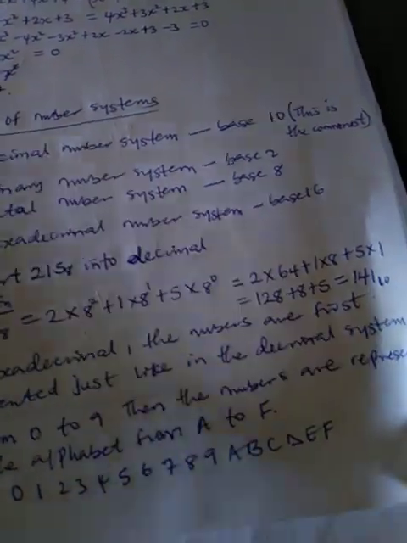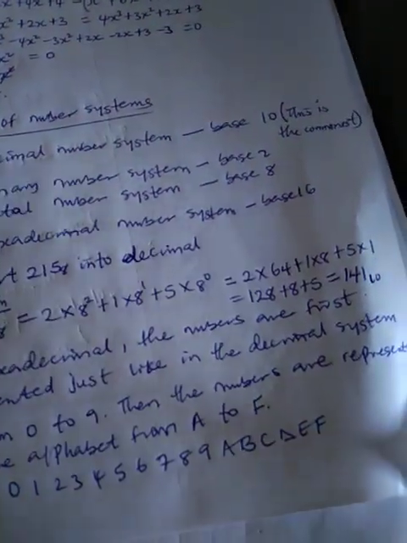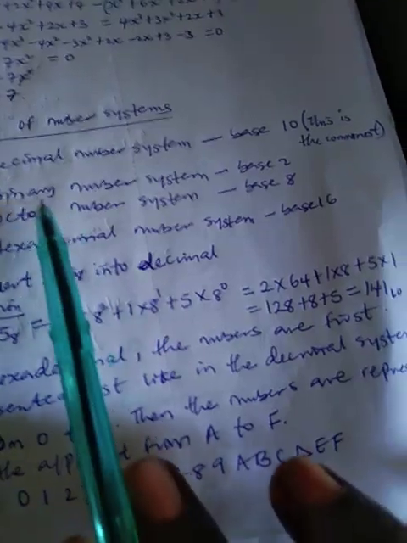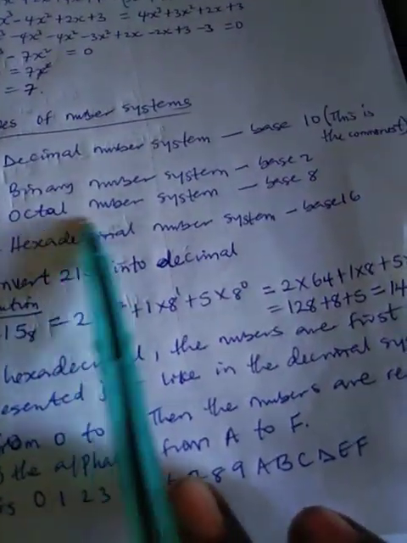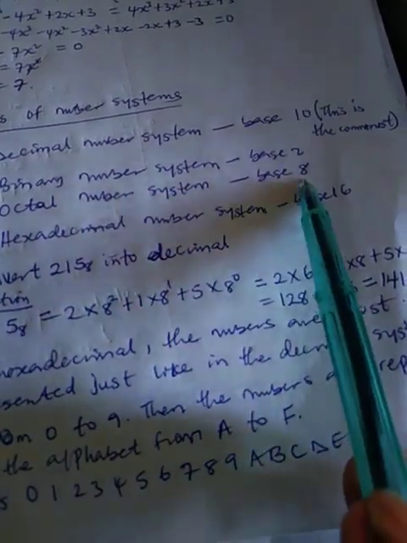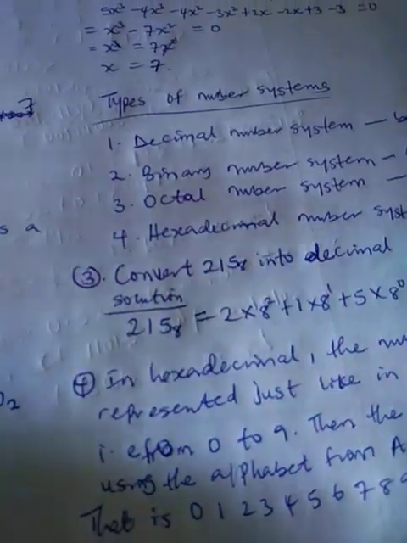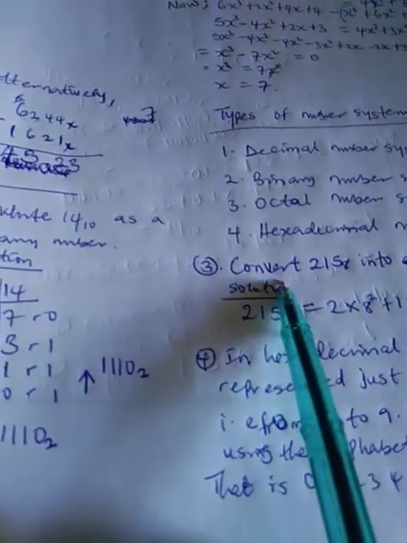Now if you have it in another base, it will not give you the same answer. Binary number system, that is base 2, while we have octal number system, which is base 8. Now hexadecimal number system, which is base 16. Let's go further.